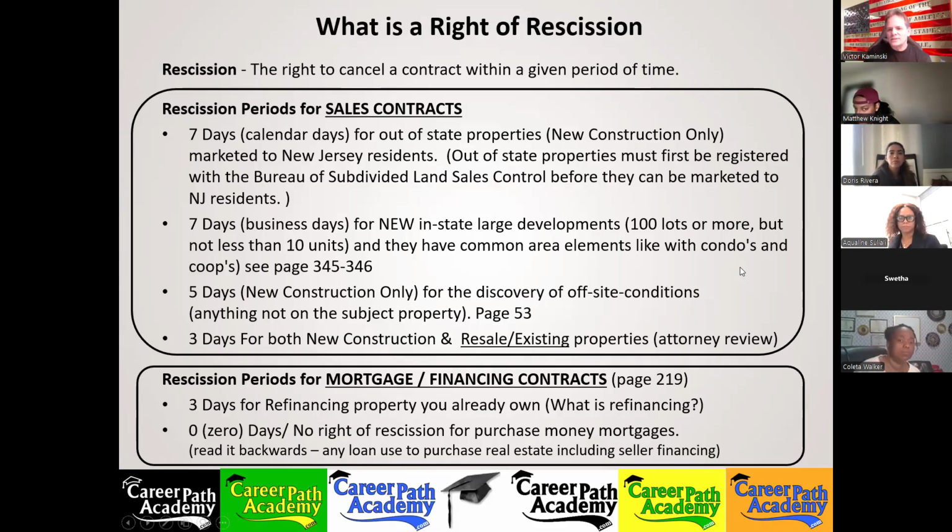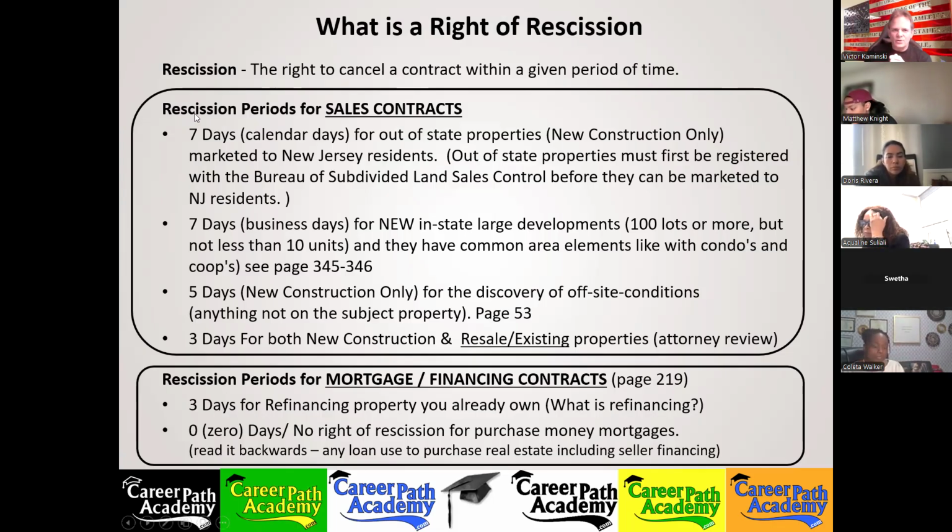All right, you've all seen this one before. If you don't have it in your notes, you should snap a screenshot of this and maybe print it out so that you could study all of your rescission periods. But what does the word rescission mean? It's your right to cancel a contract within a given period of time.